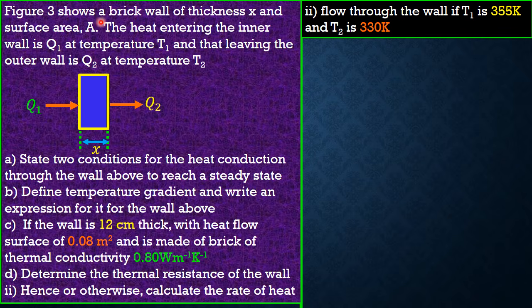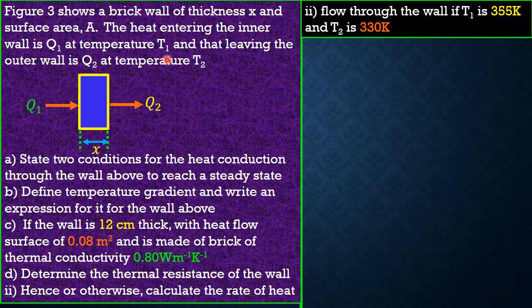So, friends, question 3 reads that figure 3 shows a brick wall of thickness X and surface area A. The heat entering the inner wall is Q1 at temperature T1, and that leaving the outer wall is Q2 at temperature T2. So this is what we have. Then the next part says we should state two conditions for heat conduction through the above wall to have reached a steady state. Then part B should define temperature gradient and write an expression for it for the wall above. Okay, I think we should tackle those parts.